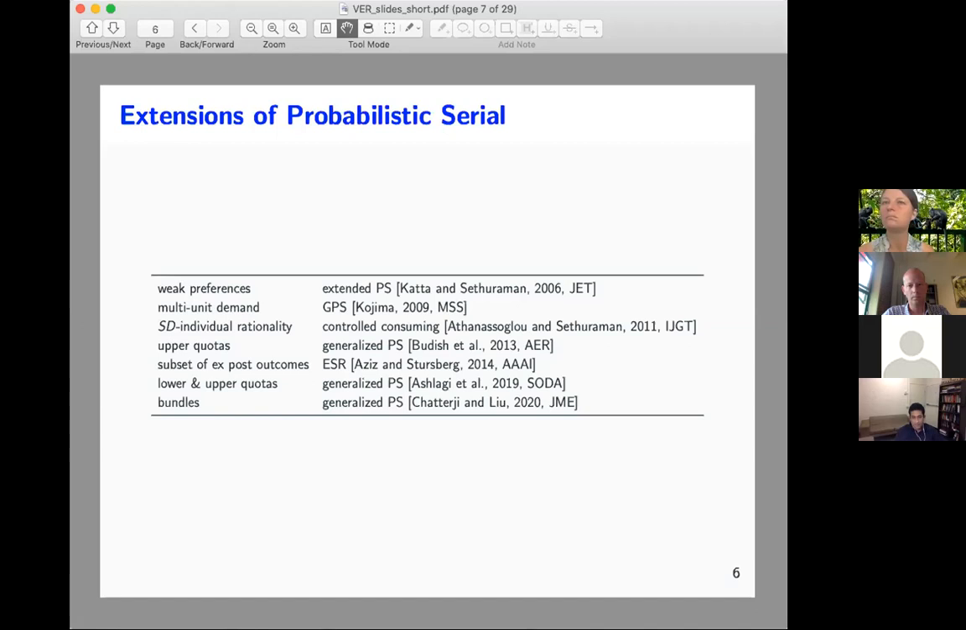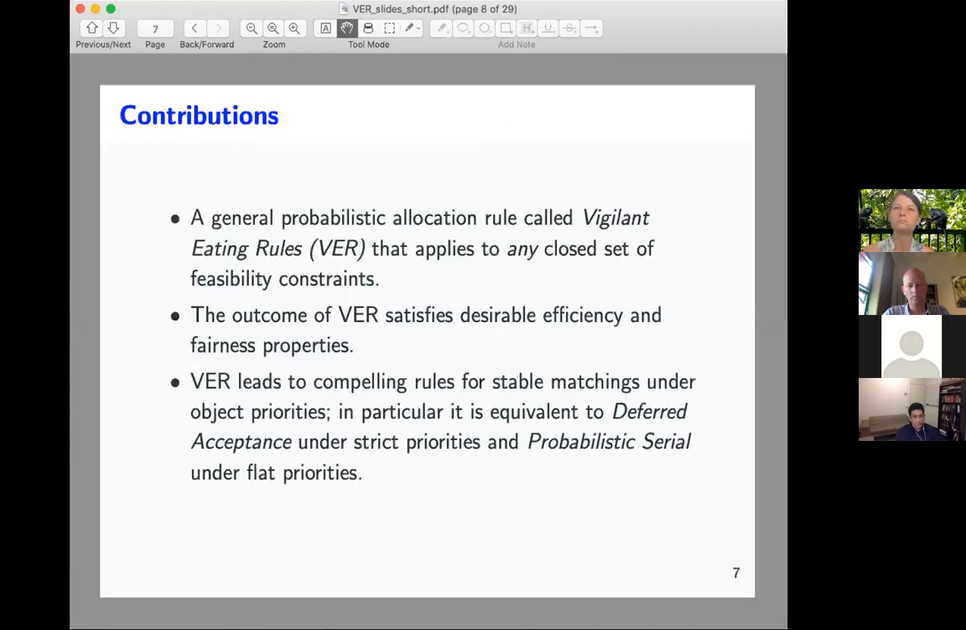Just to note that our particular rule generalizes all of these rules in the economics and computer science literature at the same time. So in one page, what do we do in this paper? Our main contributions are that we present a general probabilistic rule called the Vigilant eating rule that applies to any closed set of feasibility constraints. Secondly, the outcome of VR satisfies certain desirable efficiency and fairness properties, which I'll briefly mention.